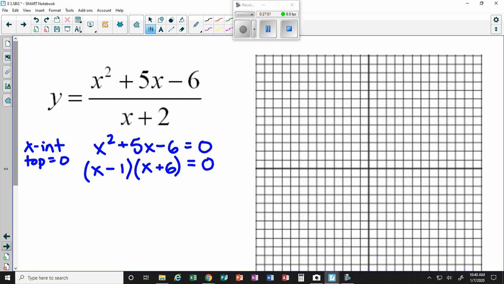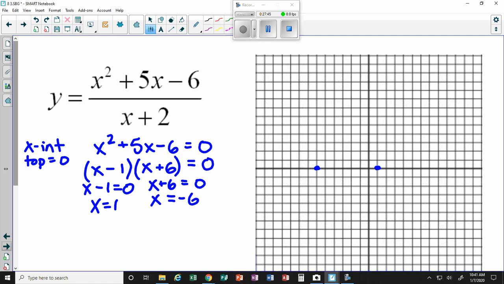So, how do I solve those then? Once you have it factored, use the zero product property. If A times B equals 0, then either A equals 0 or B equals 0. How do I solve x minus 1 equals 0? Add 1, so x equals 1. How do I solve x plus 6 equals 0? Subtract 6, so it's negative 6. The zeros are the x-intercepts, where it crosses the x-axis. Positive 1 and negative 6.